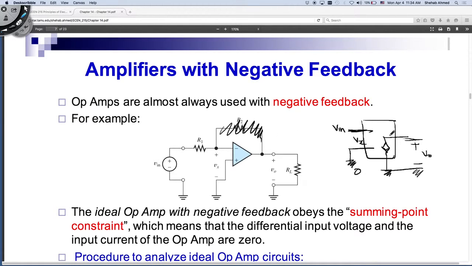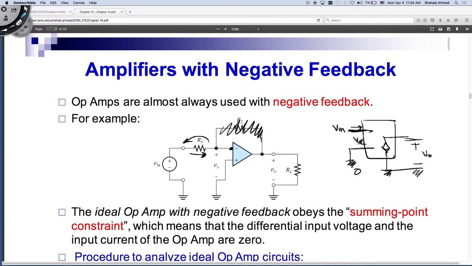Remember, this is open loop. This is an open circuit, so there's no current. If there's no current here, then R1 doesn't really matter. I'm measuring the voltage, right? So there's no current, so there's no voltage drop across this resistor. Then the voltage here is equal to V input. So now Vx has a certain value equal to V input.